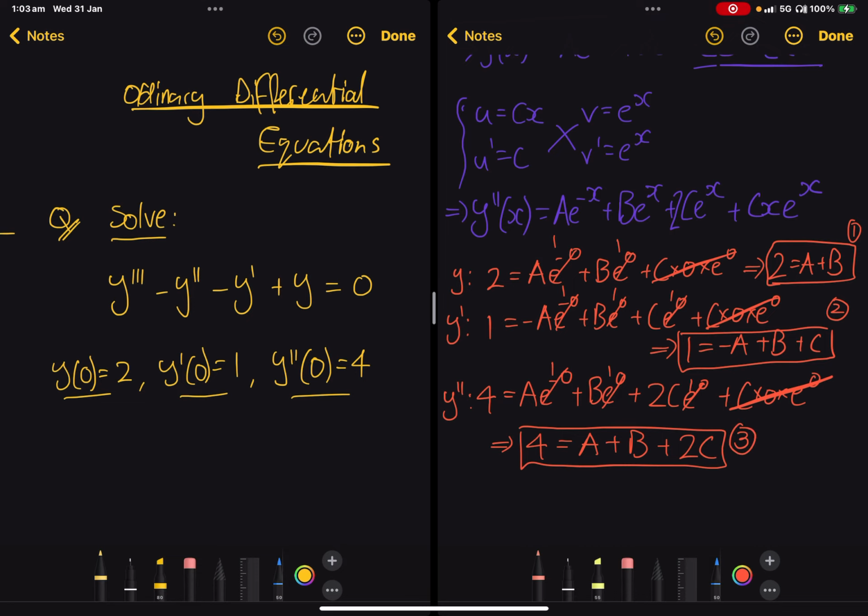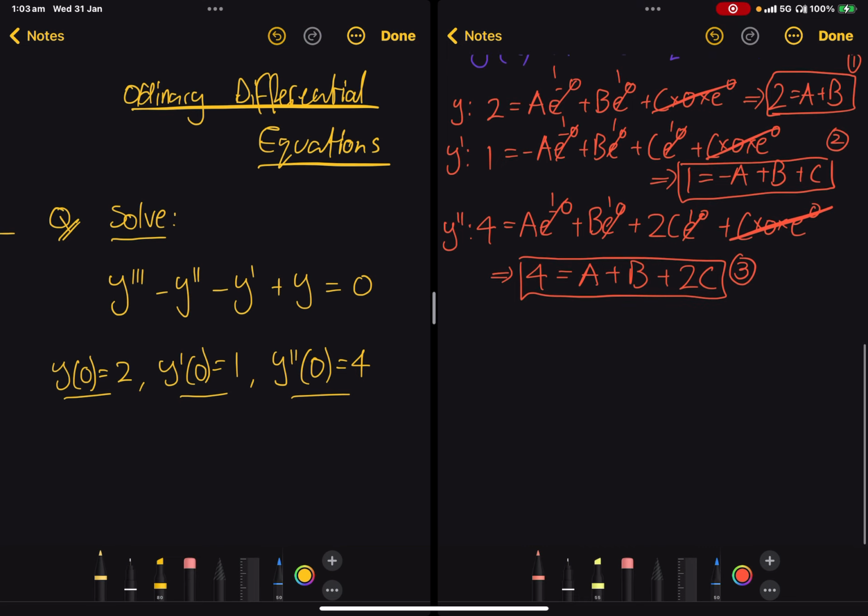Now we can solve these in a variety of different ways. I'm going to use a matrix. So I'm going to put this into a nice little matrix. I'm going to say first column is A, second is B, third is C, and then the fourth is the equals. So we have A plus B, no C, is equal to 2. The second equation, we have minus A plus B plus C is equal to 1. Third equation, we have A plus B plus 2C is equal to 4.